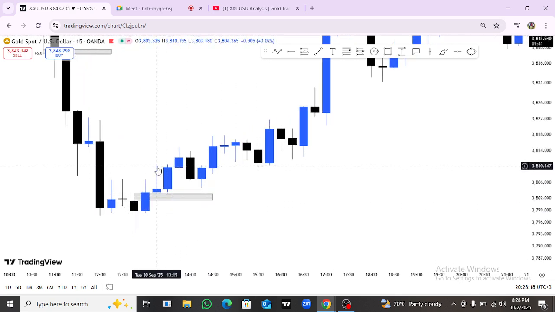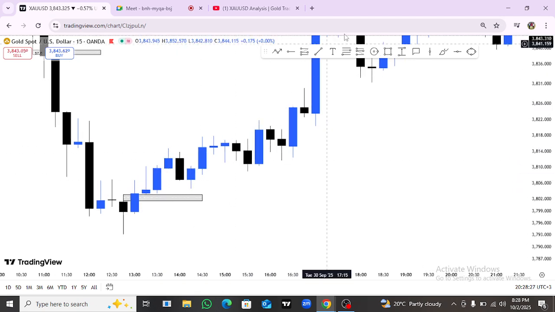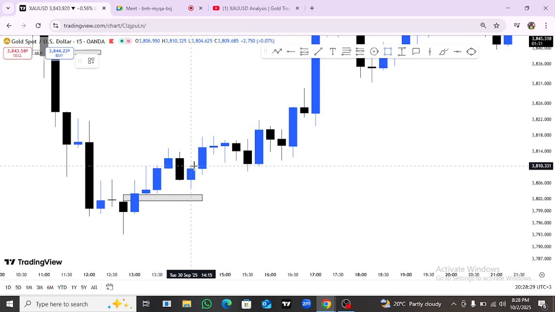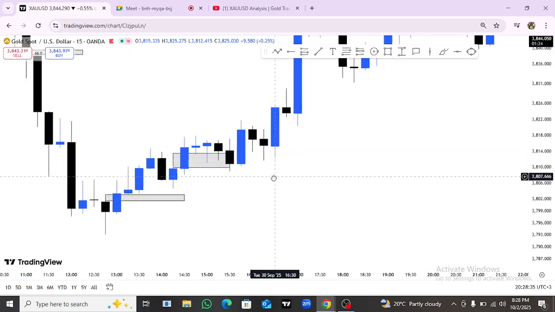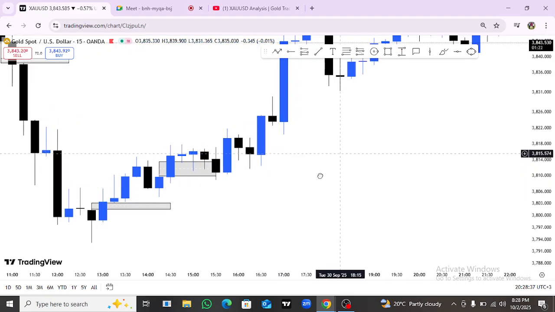Let's look at this one. We had number 1 and number 3. There's no imbalance over there, because you can see price came back, filled that imbalance, and then we had that push to the above. Let's look at this one. Number 1, number 2, number 3. We have this one as our fair value gap. You can see price came back again, tapped on it, and we had a reaction above.